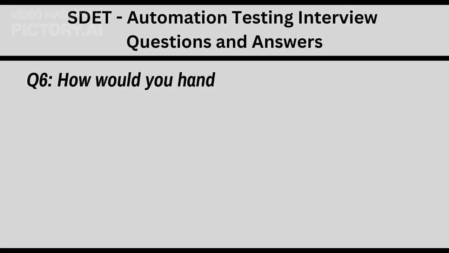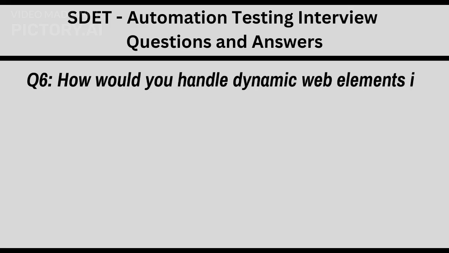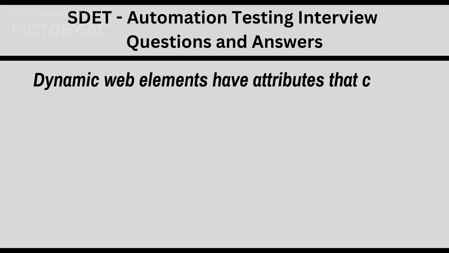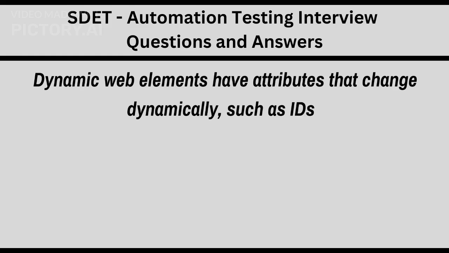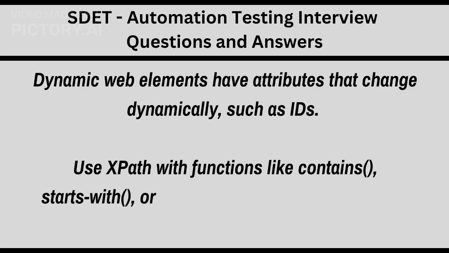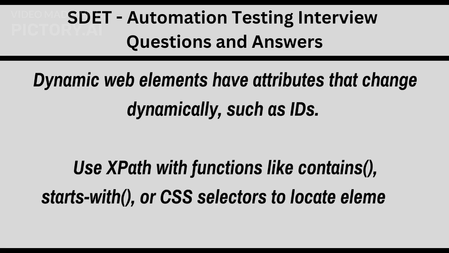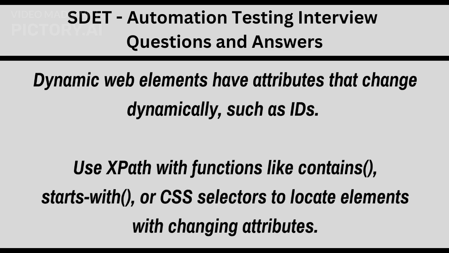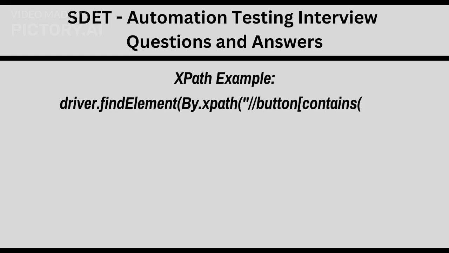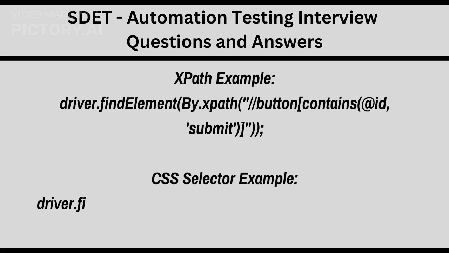Q6. How would you handle dynamic web elements in Selenium? Dynamic web elements have attributes that change dynamically, such as IDs. Use XPath with functions like contains or starts-with, or CSS selectors to locate elements with changing attributes. XPath example: driver.findElement(By.xpath("//button[contains(@id, 'submit')]")). CSS selector example: driver.findElement(By.cssSelector("button[id*='submit']")).